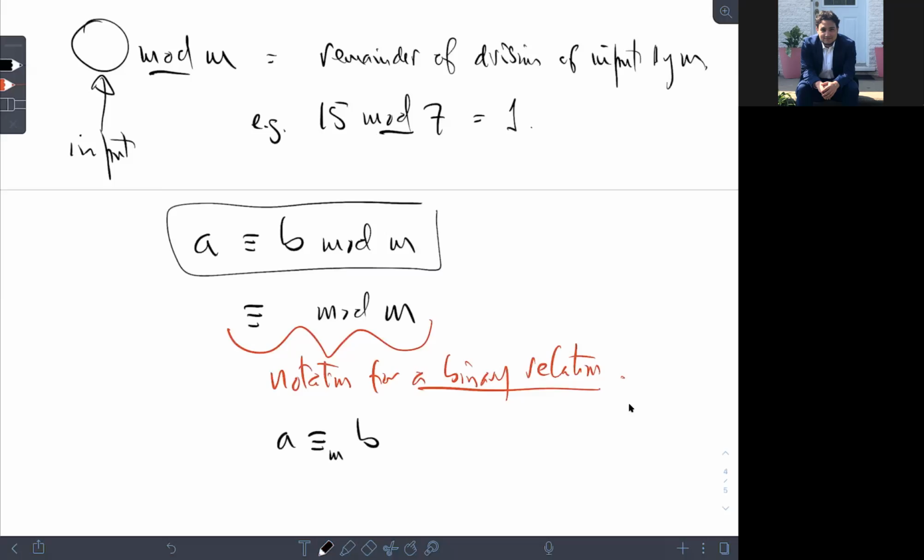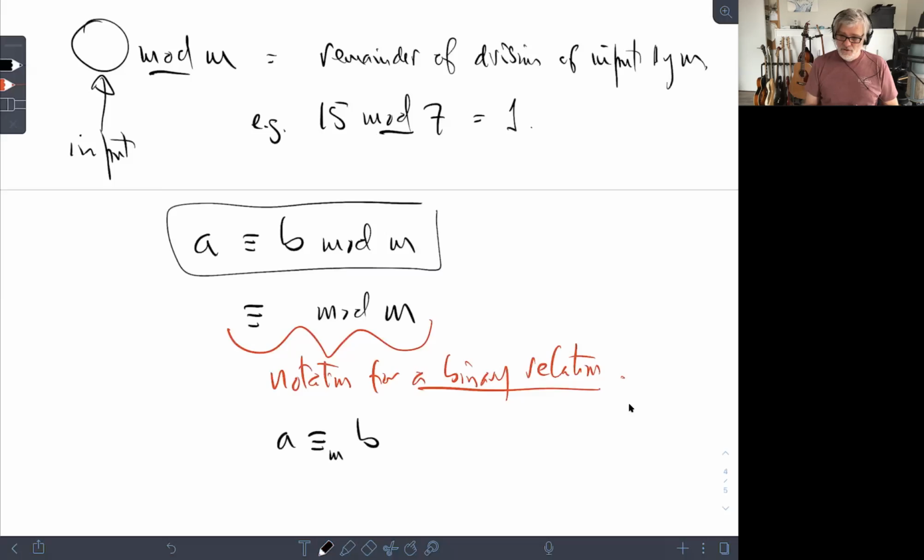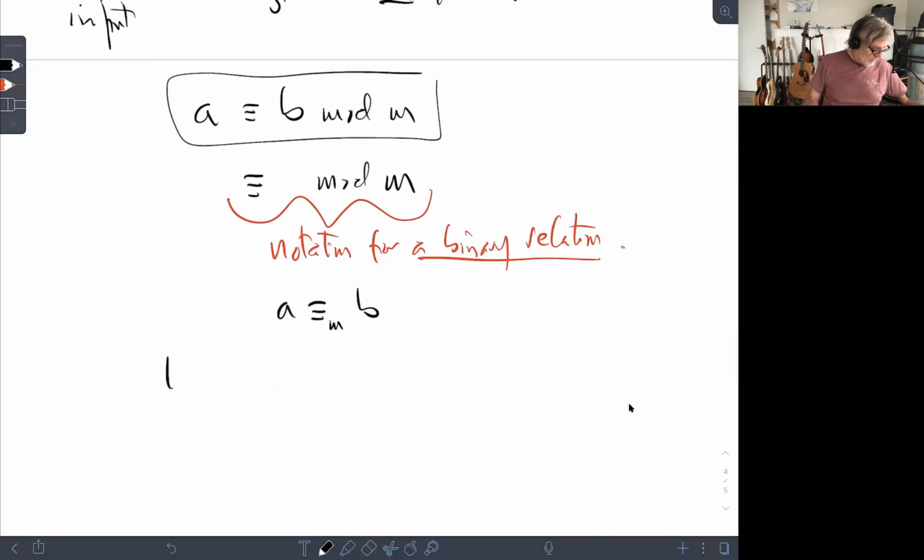Yeah, so underline is the function, not underline is a symbol in the notation for a relation. It's not a value, okay? So if I write 12 is congruent to 5 mod 7, it's a relationship between 12 and 5.